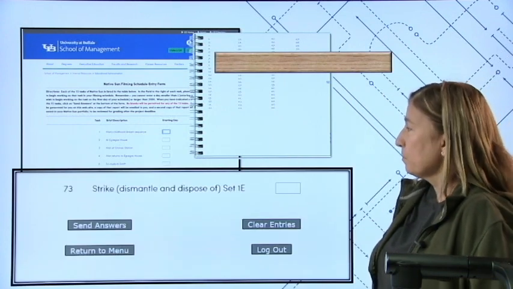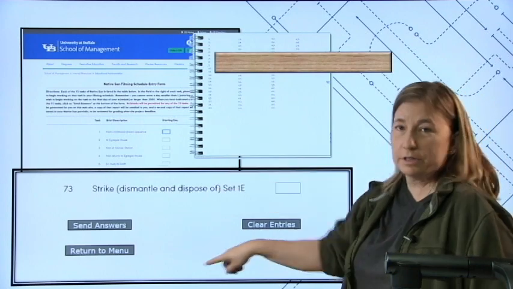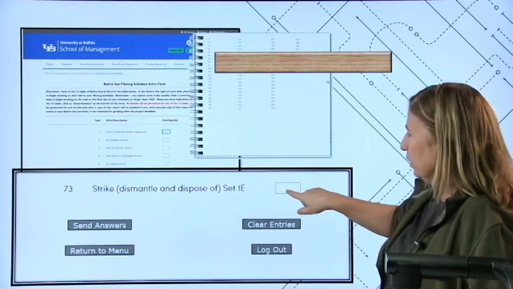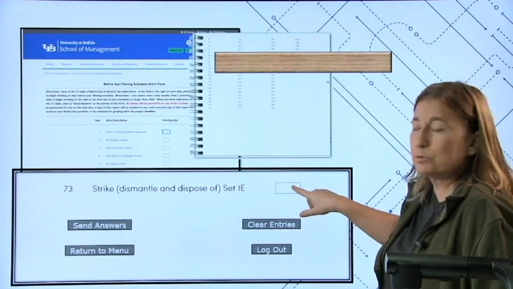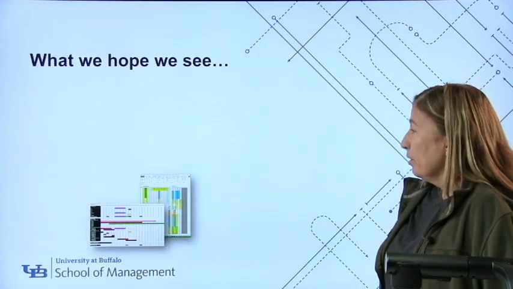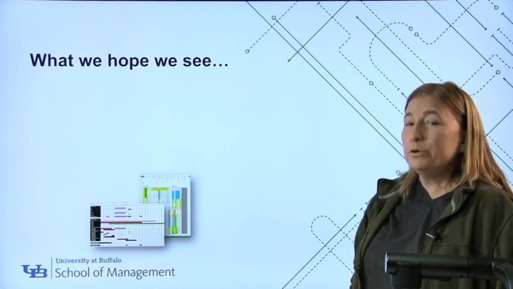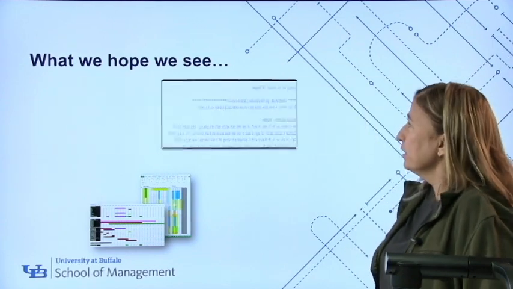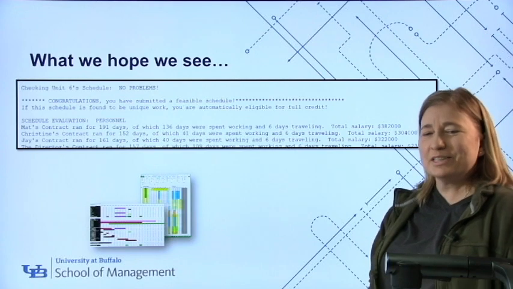Then, down at the bottom of this list, you'd have put in a number for task 73, the absolute last task. You would press send answers. Now, what we really hope when you press send answers is that you see the congratulations message.